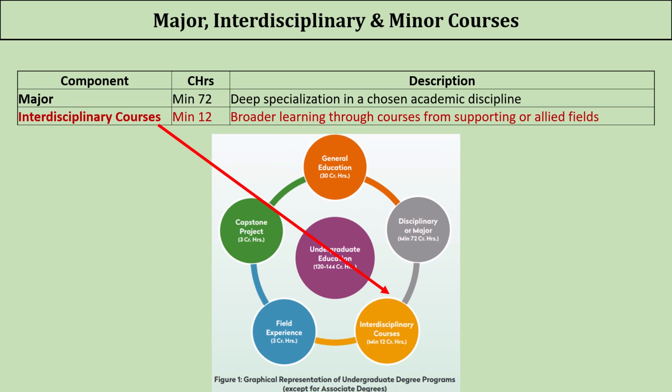Interdisciplinary courses, minimum 12 credits. These courses are selected from outside the major field, offering a cross-disciplinary perspective. For example, a political science major might take statistics, or a software engineering student may study psychology. This promotes cognitive flexibility and broader problem-solving skills.